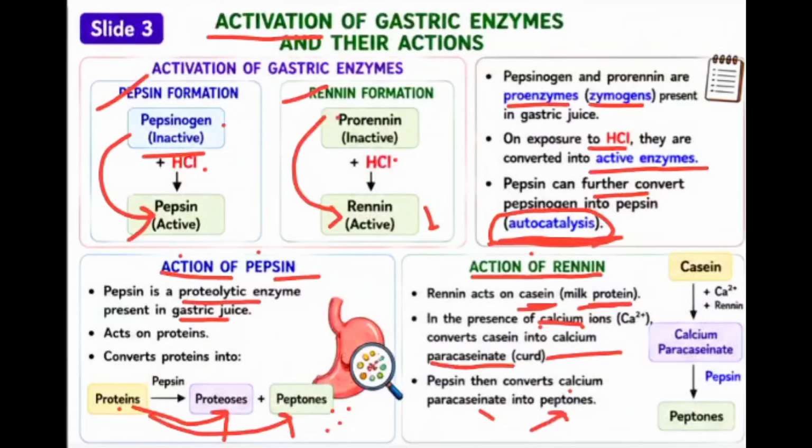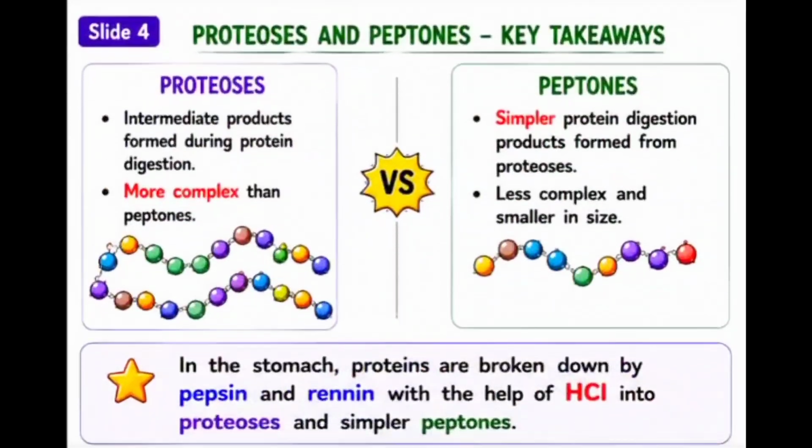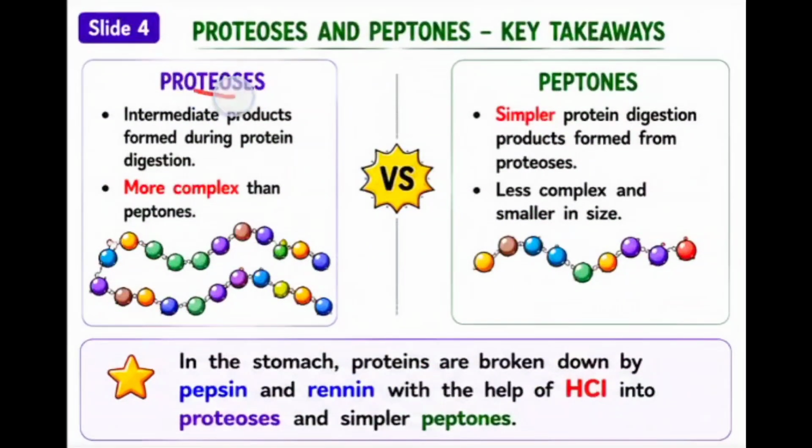Now we have the final products of protein digestion in the stomach. These products are called proteoses and peptones. First, proteoses. Proteoses are intermediate products formed during protein digestion. They are larger and more complex molecules. Since digestion is not yet complete, proteoses still require further breakdown. And peptones are simpler protein digestion products. They are smaller and less complex than proteoses. These products move to the small intestine where the digestion further continues. Therefore, peptones represent a more advanced stage of protein digestion.